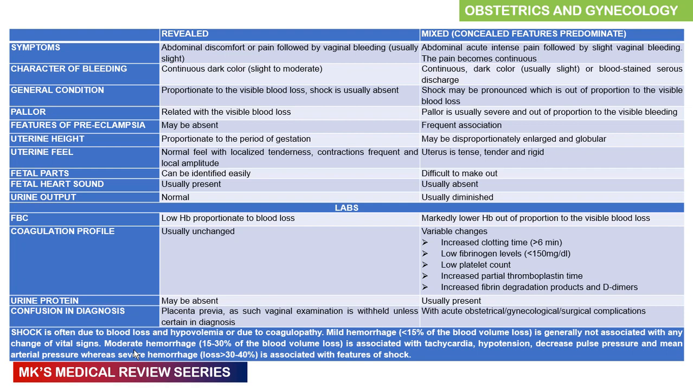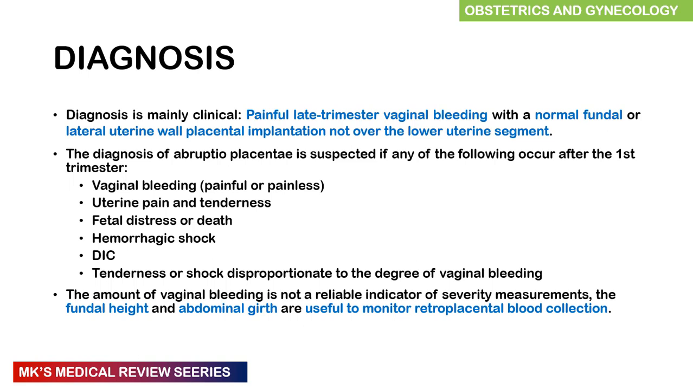Now, what's our diagnosis going to be? Remember here, you typically have a woman that's going to be presenting with painful late trimester vaginal bleeding with a normal fundus or a normal fundal height or lateral uterine wall placenta implantation, which is not over the lower segment. So when you do an ultrasound, it's not over the lower segment and it's painful vaginal bleeding.